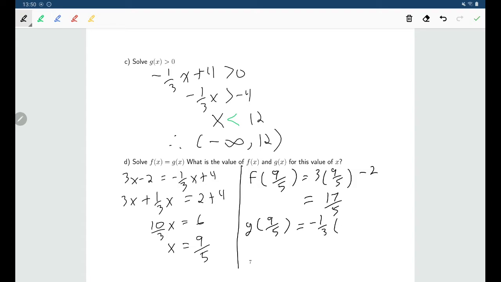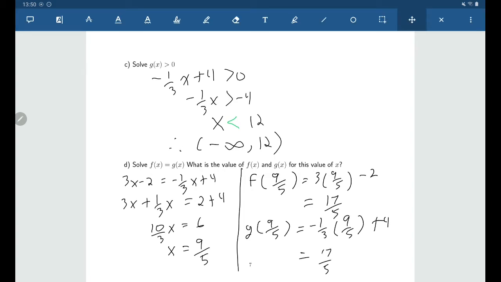Because, of course, you were finding where these two functions are equal to each other. Where do they have the same y value? And yes, indeed, they do have the same y value. And that y value is 17/5. So that means that if we're graphing f of x and g of x, we now know a bunch of things. In particular, we know that they're going to meet at the point 9/5, 17/5.